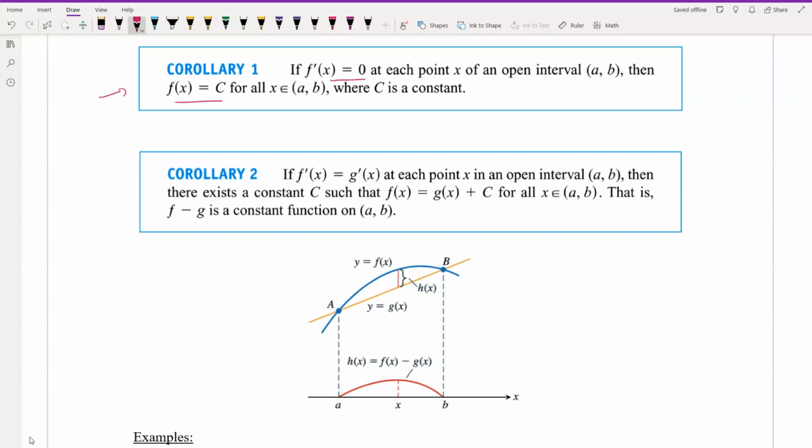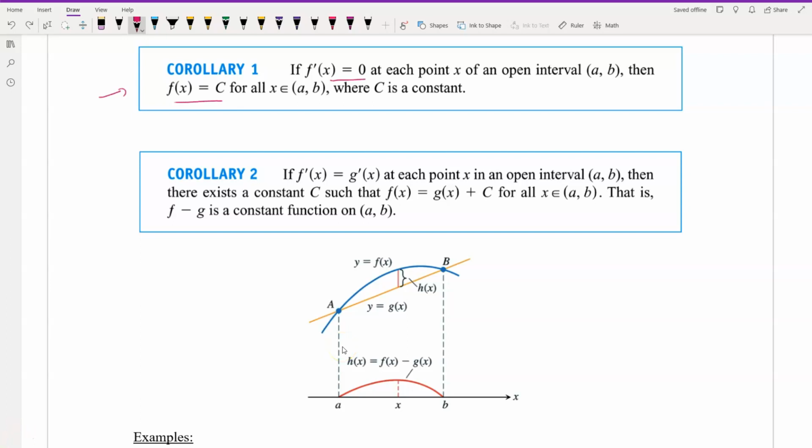Corollary 2: if f prime of x equal to g prime of x at each point x in an open interval a comma b, then there exists a constant c such that f of x equal to g of x plus c for all x belonging to open interval a comma b. That is, f minus g is a constant function on open interval a b.